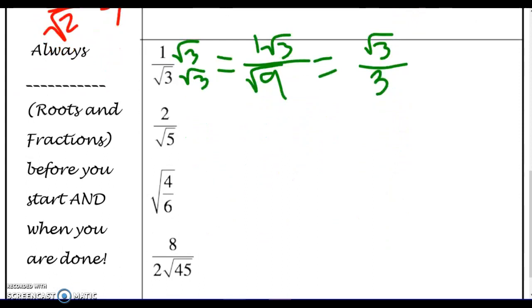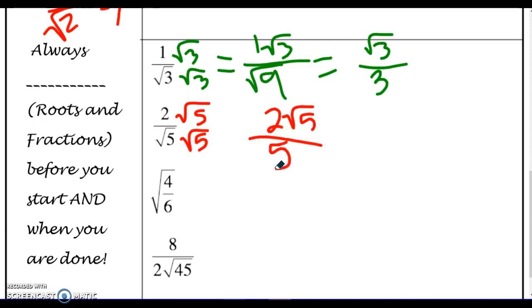So now I've got 2 over the square root of 5. How do I undo the square root of 5? Multiply by the square root of 5 on the bottom, and the square root of 5 on the top. So I get 2 times the square root of 5 on the top, and on the bottom I get the square root of 25, which is 5. Got it. All right.